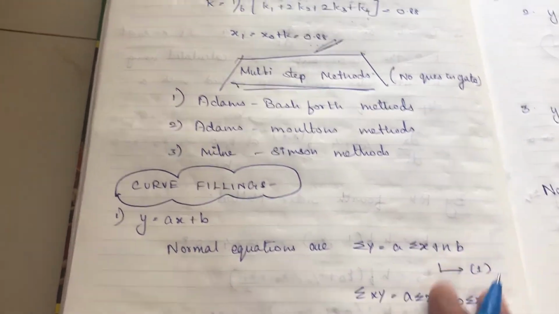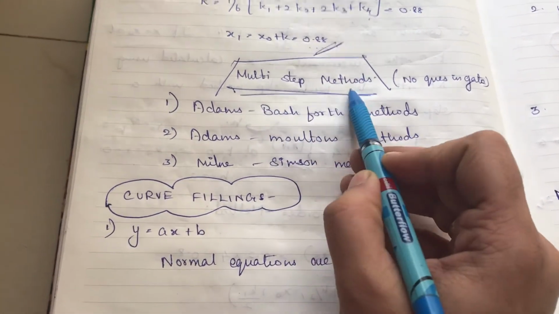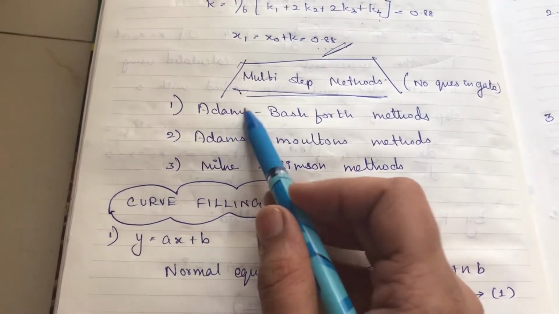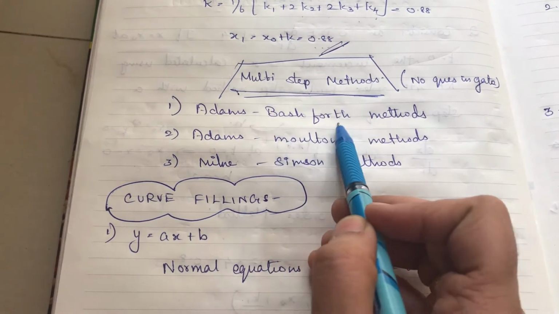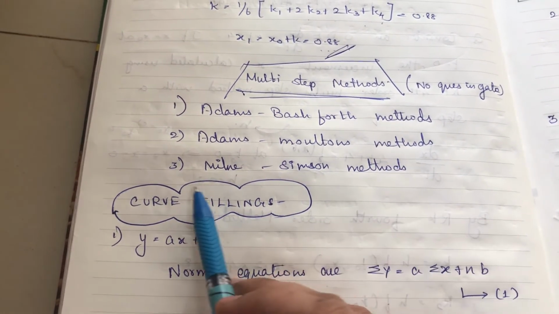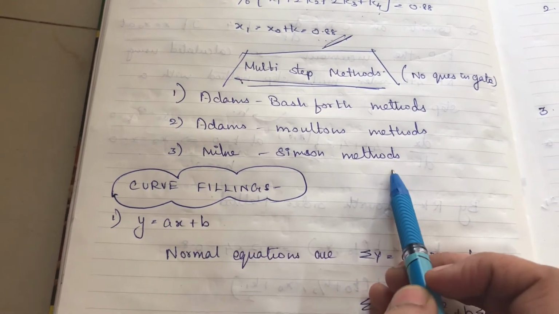Okay, and the next topic, multiple step methods. Actually, this is not asked in the GATE questions. There are three methods: Adams-Bashforth method, Adams-Moulton method, and Milne-Simpson method.